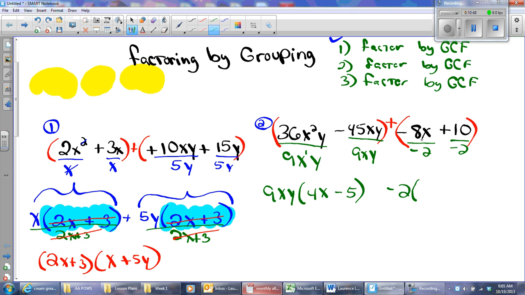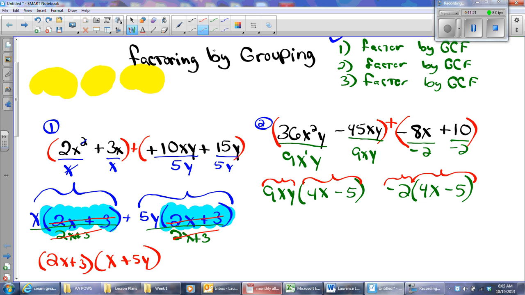Negative 8 divided by negative 2 is positive 4. There's an x coming along for the ride. 10 divided by negative 2 is negative 5. Okay, now if you look at the factors, let's check out the factors. We've got a 9xy and we've got a 4x minus 5 being multiplied together, right? Those are the factors. All right, here we have a negative 2 being multiplied by a 4x minus 5.